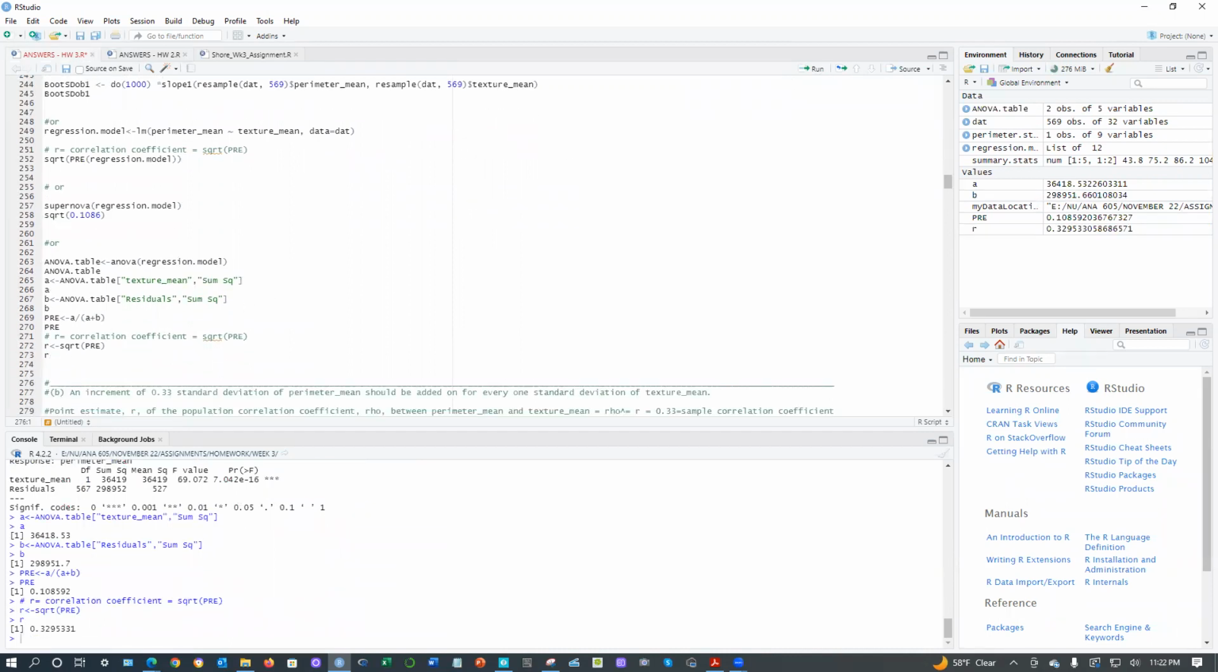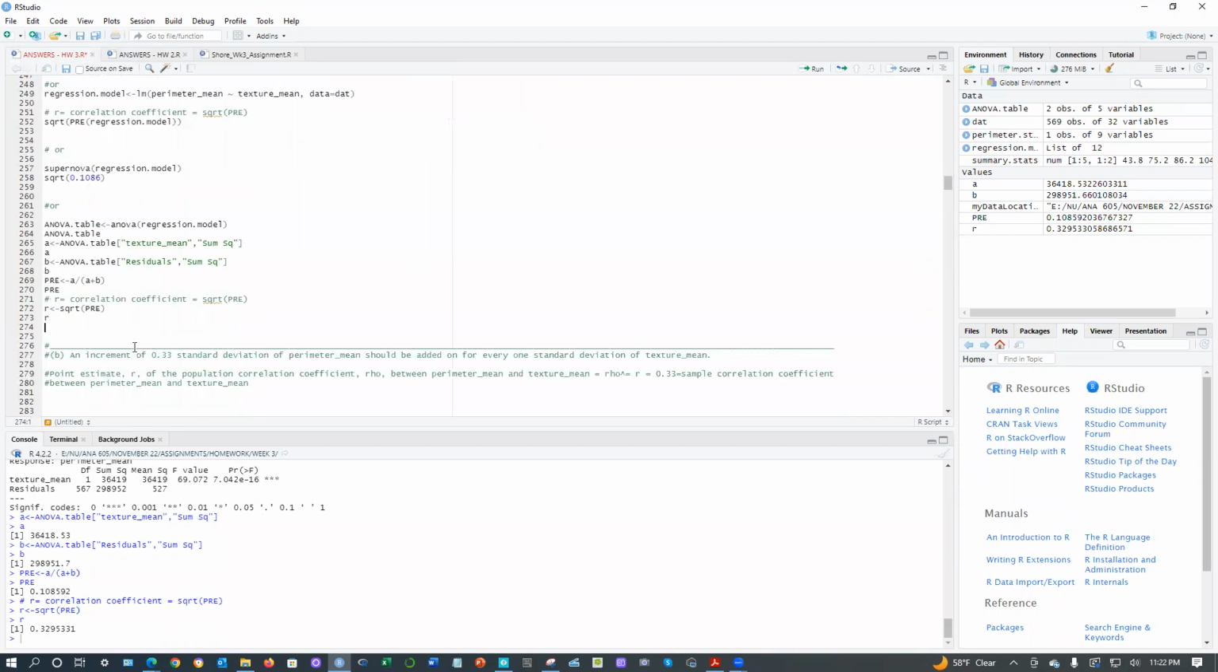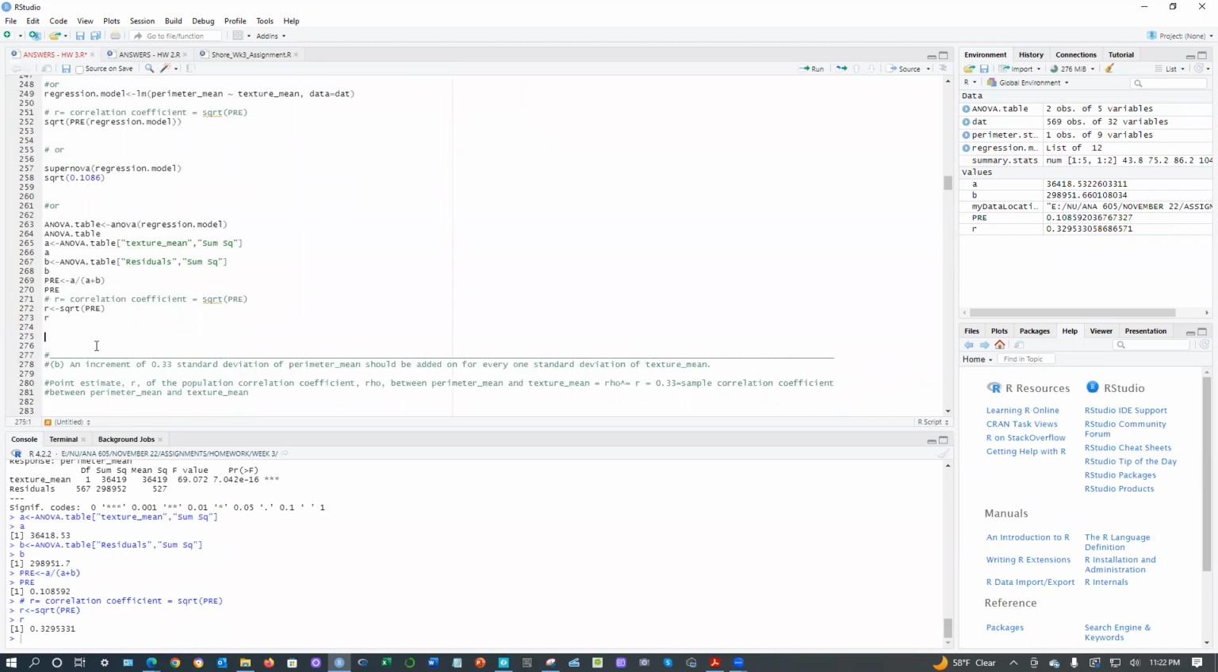Then they asked about that definition, okay? Definition. And R, I'm gonna write over here another one, okay? Now look at what I'm gonna write. Another way to calculate the correlation coefficient, which is R. That's what I'm gonna do.